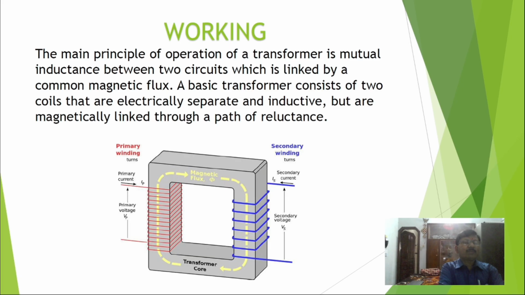Working of the transformer. The main principle of operation of a transformer is mutual inductance between two circuits which is linked by a common magnetic flux. A basic transformer consists of two coils that are electrically separate and inductive, but are magnetically linked through a path of reluctance.